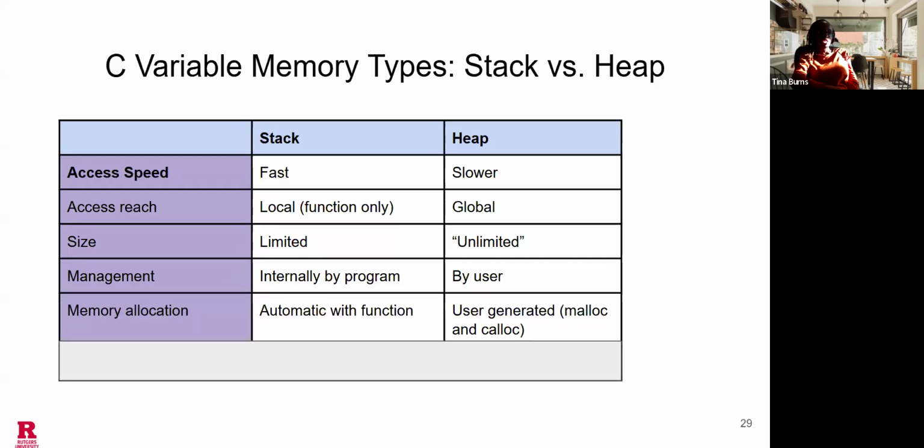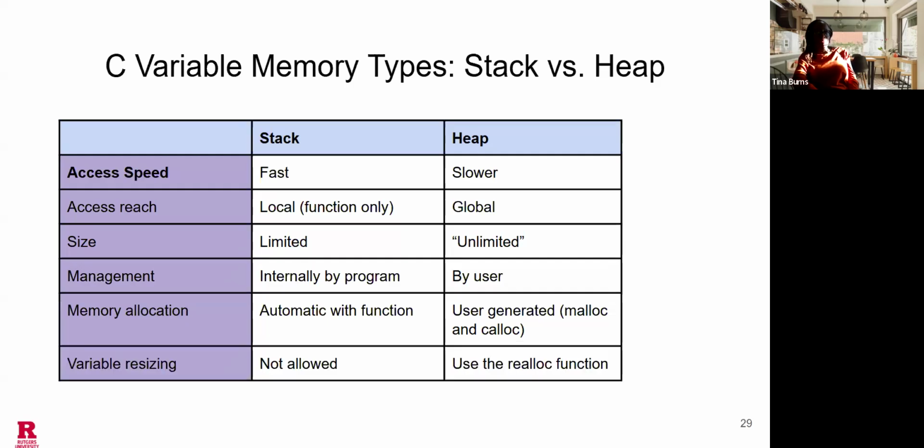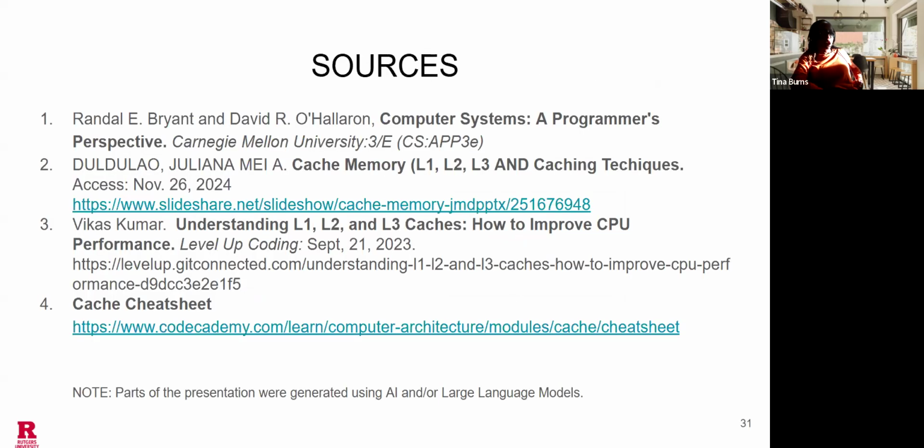When you look at memory allocation, that's going to be done automatically by your program for the stack. We already said that. But for the heap, you need to allocate it. The resizing of your stack variables is not allowed. For your heap variables, resizing is allowed within certain conditions, meaning you have to tell it what you want it to change to. These are my sources right here.